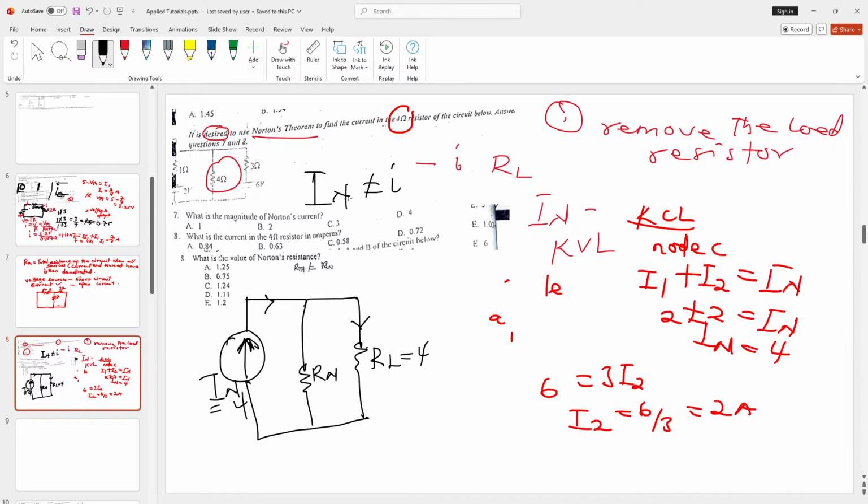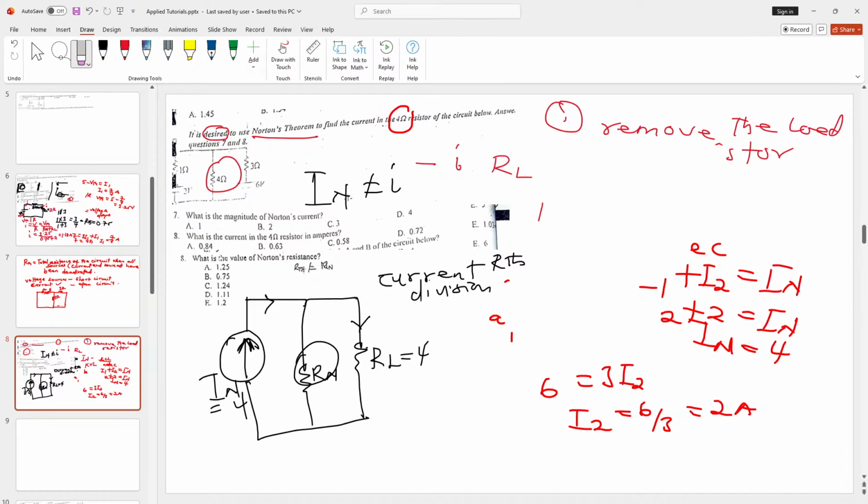To find the current through this one, obviously the technique we are going to use is current division. Now we don't know Rn, but Rn is the same as our RTH, that is the total or the equivalent resistance when, once again, all sources have been deactivated. So let's find Rn.